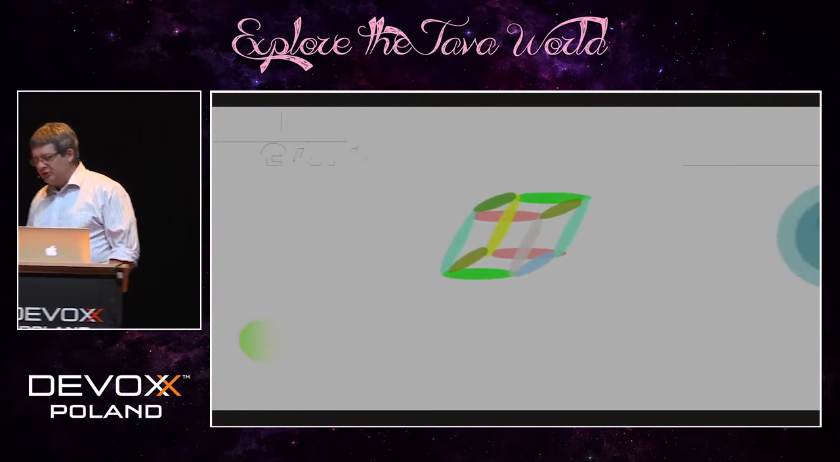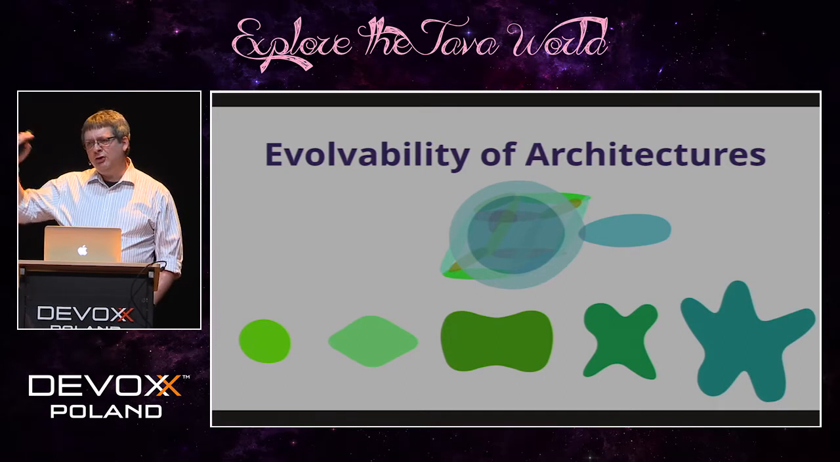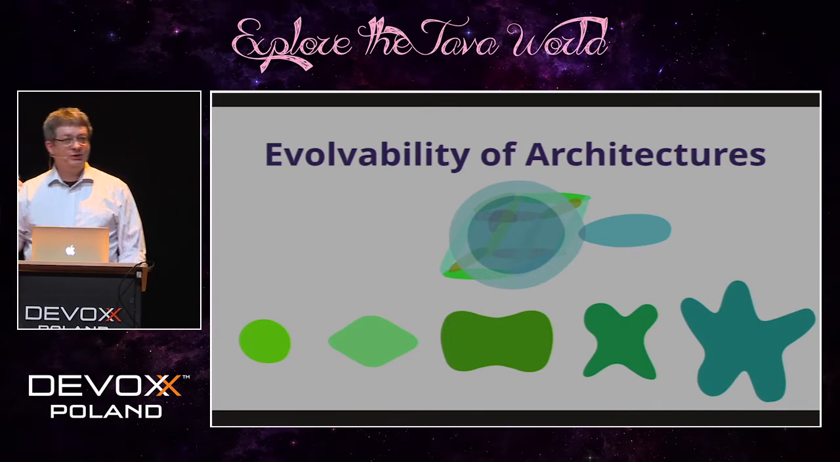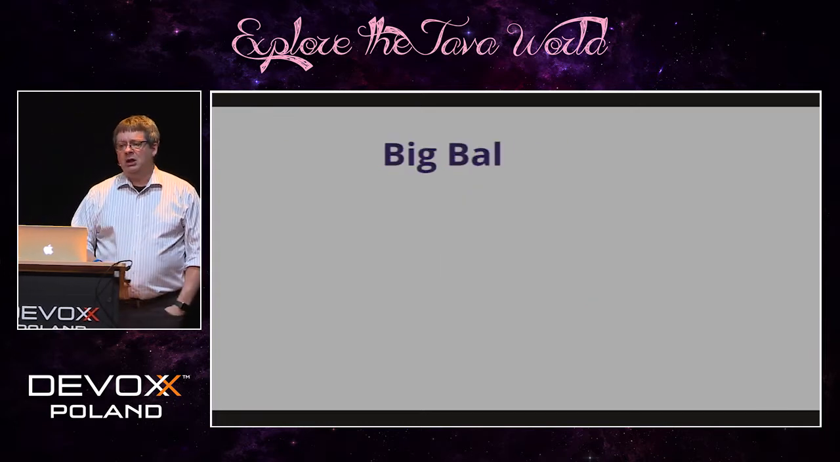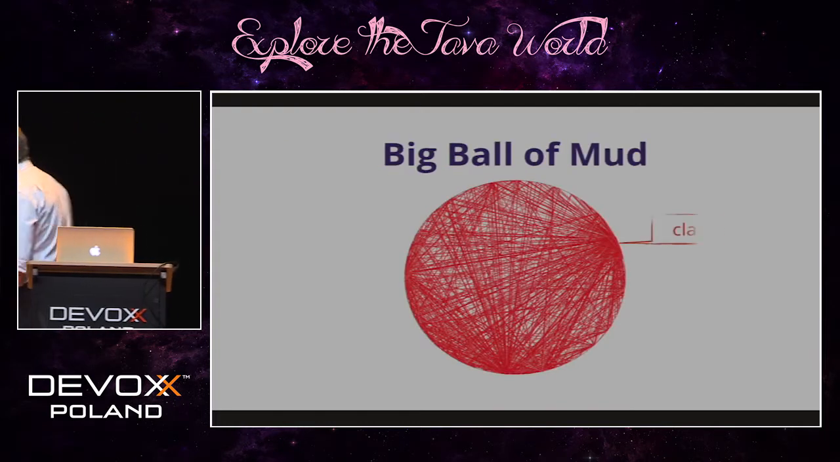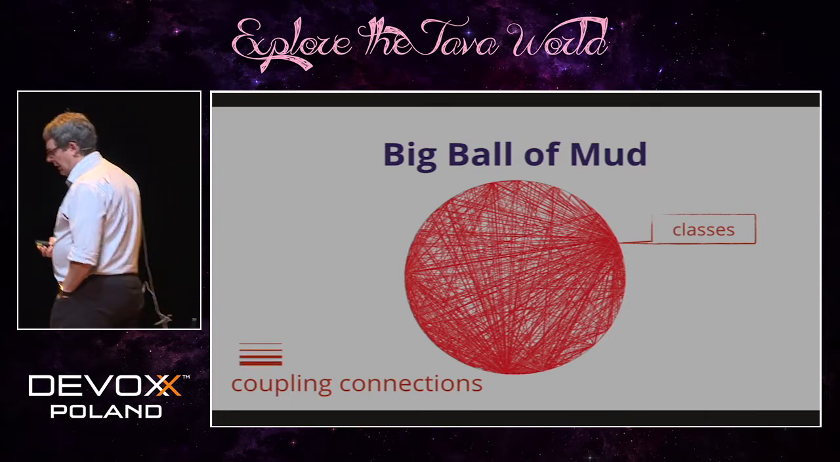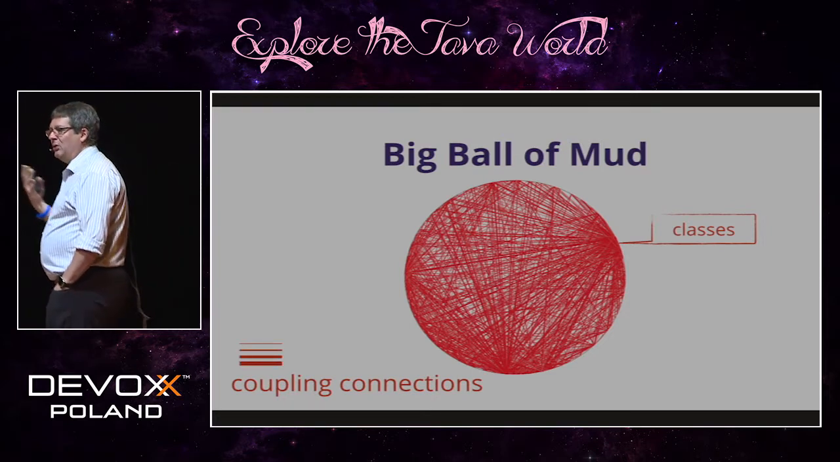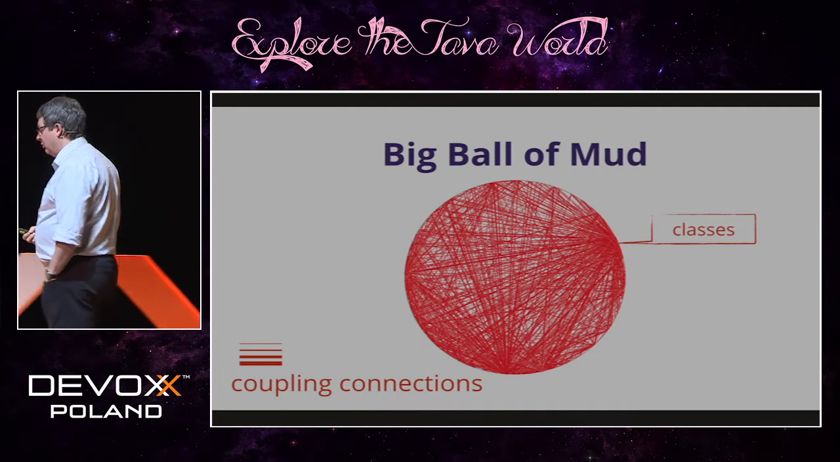So let's talk for a second about the evolvability of architectures at the technical architecture level first, and then we'll talk about some of these other perspectives in just a second. And so we'll start with the degenerate case of no architecture, which is colloquially known as the big ball of mud architecture. And this is a picture that I captured from a project that I worked on.